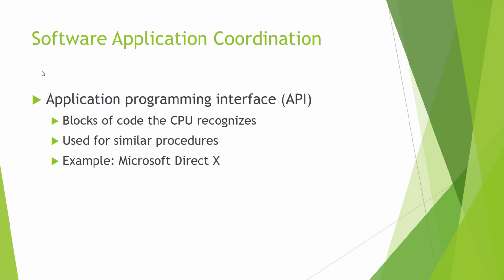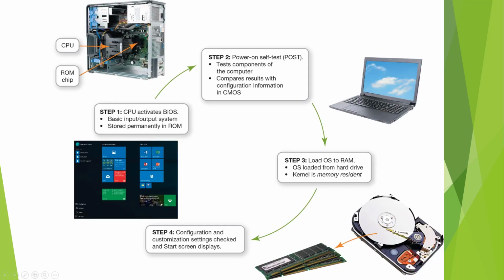Now, when it comes to booting your computer, there are 4 main steps to this. All right. The first step is to activate the BIOS, and BIOS stands for Basic Input and Output System. All right. This is permanently stored in the ROM, or the read-only memory, on your motherboard.